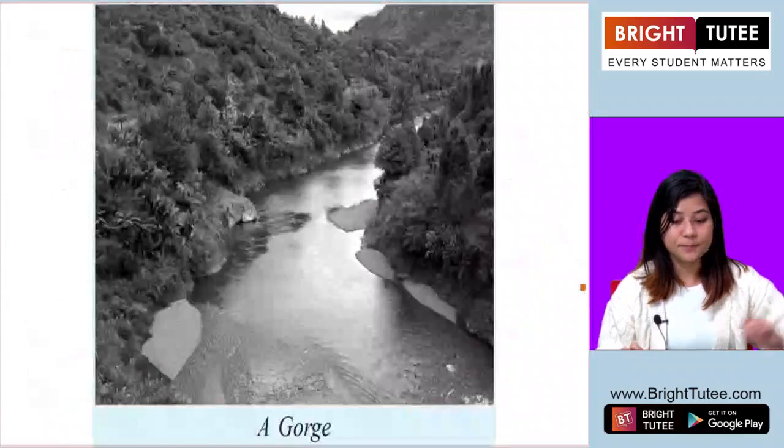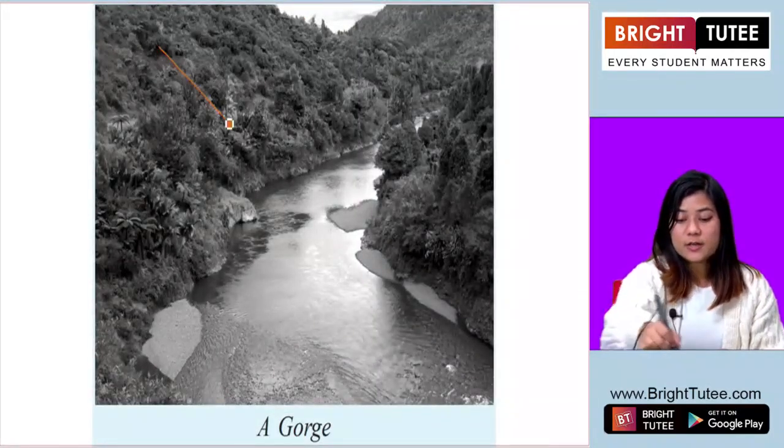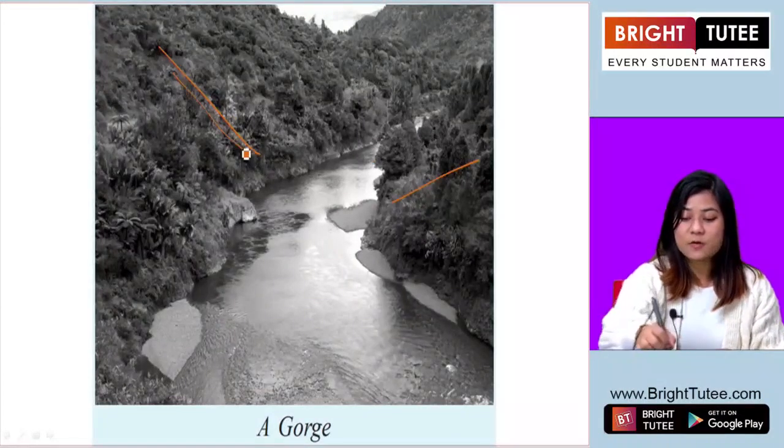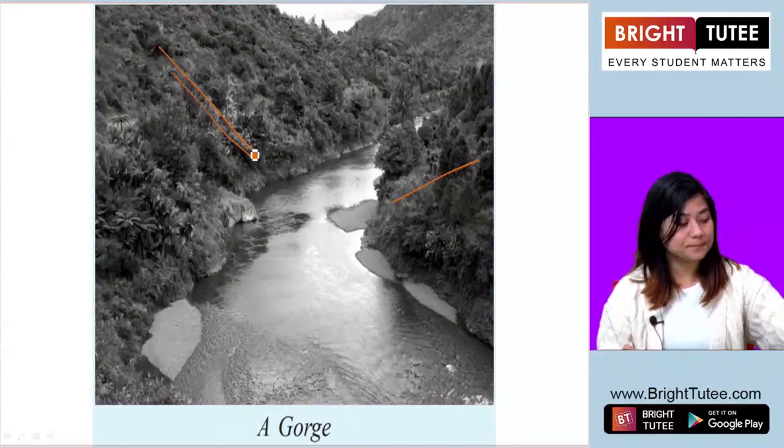So here is an image of a gorge. Here both sides of the river are very steep. These are very deep valleys, alright.